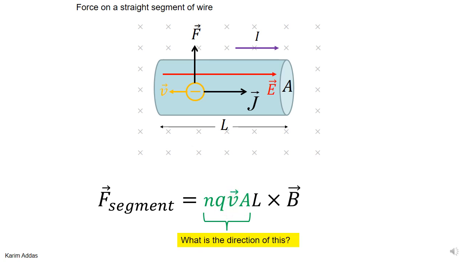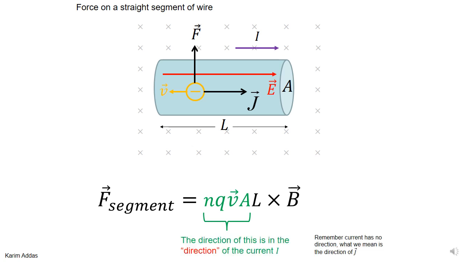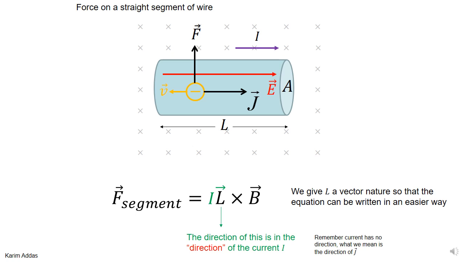So the direction of all this is the direction of the current. We can replace all those variables by their magnitude, which gives you I, and then the direction of all those quantities we can put onto L. So now L becomes a vector. This is the way it's done typically in a textbook. So try to look at it a bit carefully and make sure you understand it well.